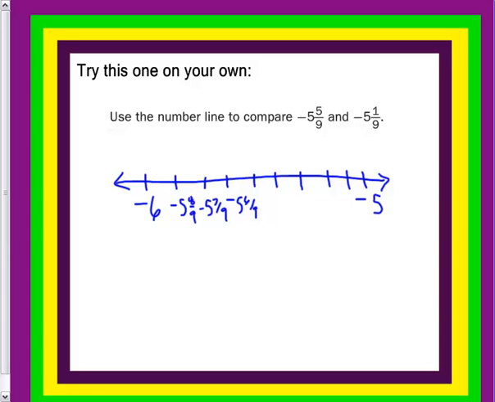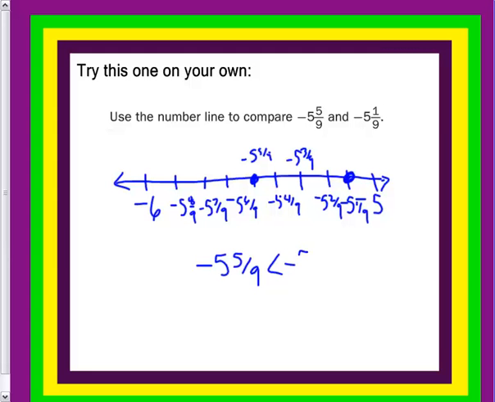Okay, so here is our -5 and 1/9, and this would be -5 and 5/9, -5 and 4/9, -5 and 3/9, -5 and 2/9. Okay, so our 2 points are -5 and 1/9, which is right... Oops, my mistake. -5 and 1/9 would be right here, and -5 and 5/9 would be right here. So which one is bigger? -5 and 1/9. So you would have -5 and 5/9 is less than -5 and 1/9.